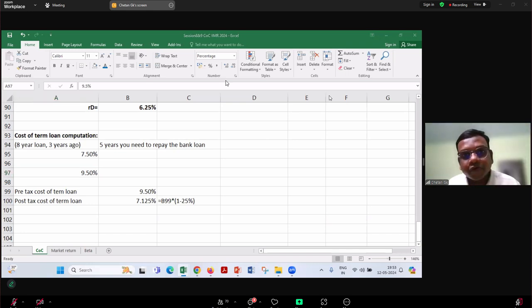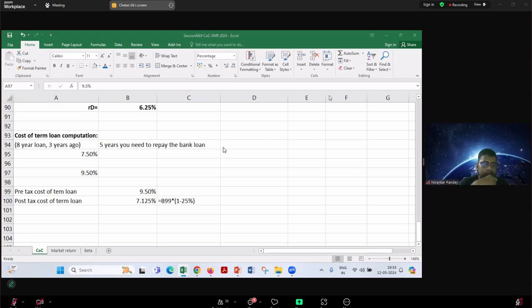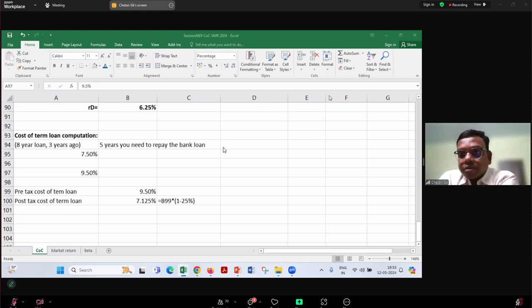Okay. So Nirankar is asking why we are subtracting 25% in the post-tax cost of term loan calculation. What is the answer for this? Because it's pre-tax, right? The quotation you receive is pre-tax. So you have to subtract out the tax rate of 25%. That is the reason we are subtracting. Fine. So every time we will subtract 25% for any case with respect to debt. You are paying taxes, and there's tax savings happening to the tune of the corporate tax rate. Hope I answered your question.